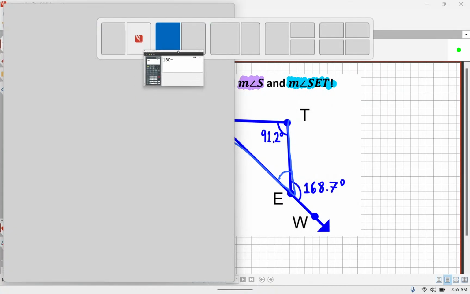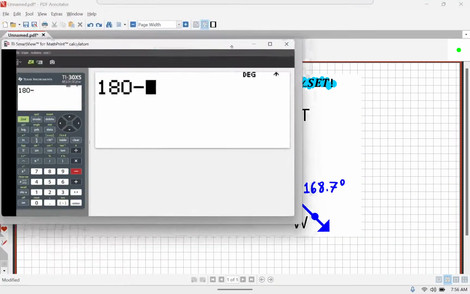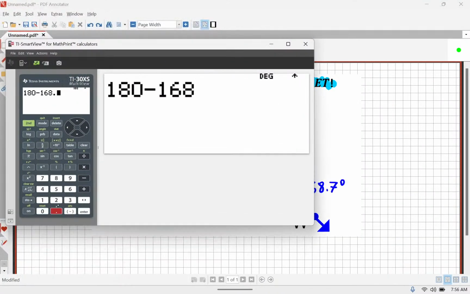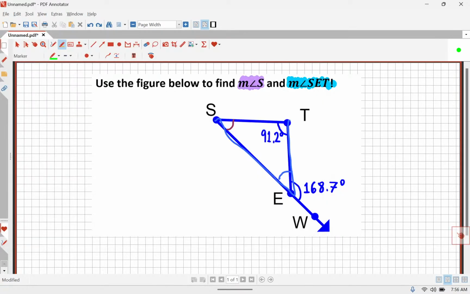180 minus 168.7 is 11.3 degrees. That means that the measure of angle SET had to be 11.3 degrees. How many of us are able to get 11.3 degrees for angle SET?